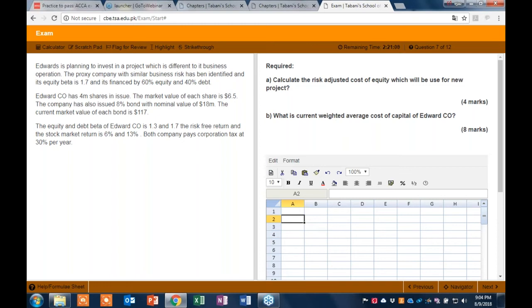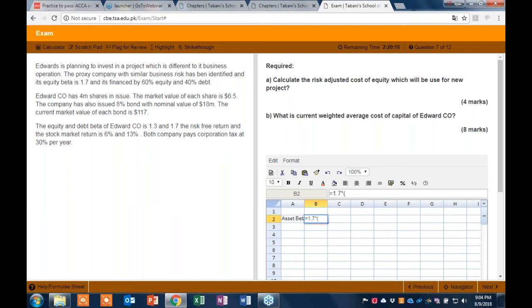Okay, first of all, we have to calculate the relevant cost of equity that will be used by the company. So the given equity beta is 1.7, but this proxy company has the same business risk, but it may have a different financial risk. So we have to ungear it first to calculate the asset beta, and asset beta will be calculated as the equity beta 1.7 into debt equity divided by debt plus equity.